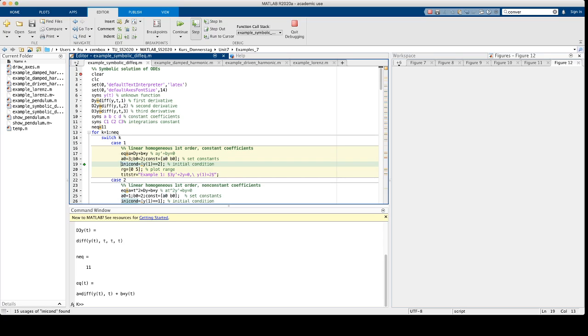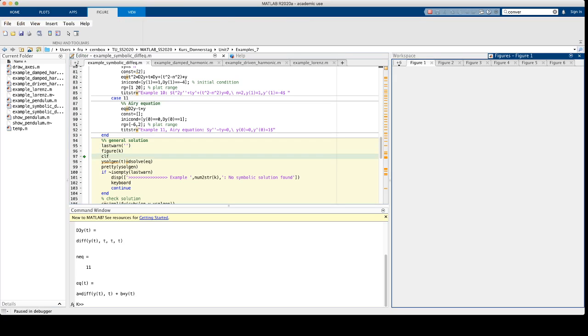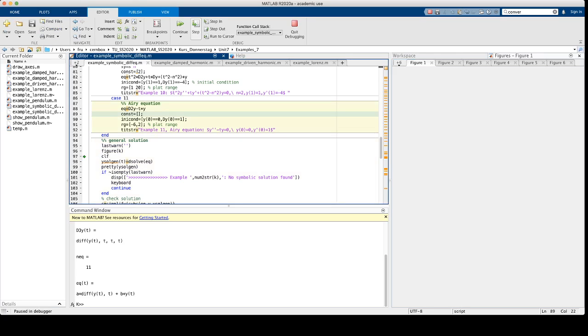We define a plot range and a string for the title of the graphical representation of the solution. So this is the definition part. Now we pass to the solution part. I clear the warnings. I open and clear a figure for the graphical representation. And I obtain the general solution of the equation in EQ by invoking the function dsolve.